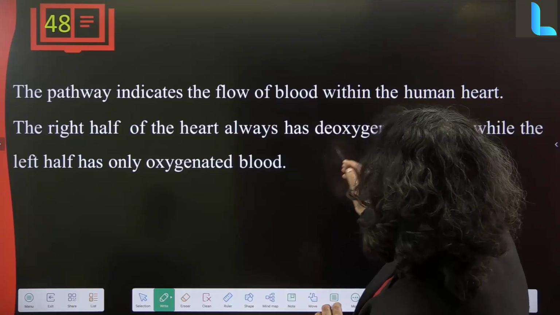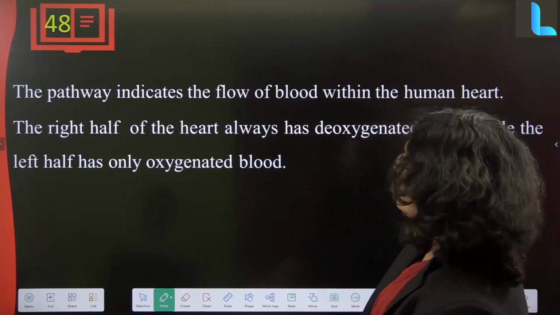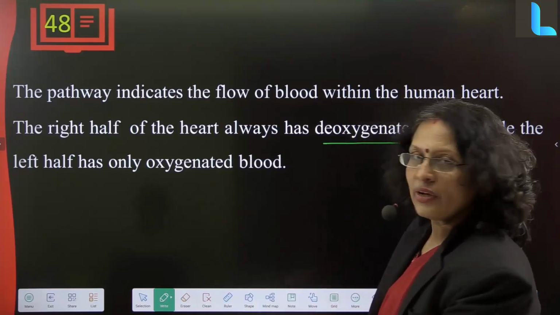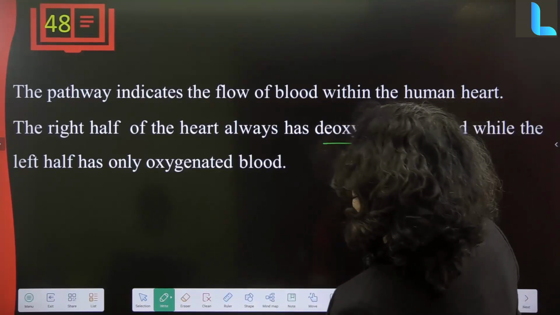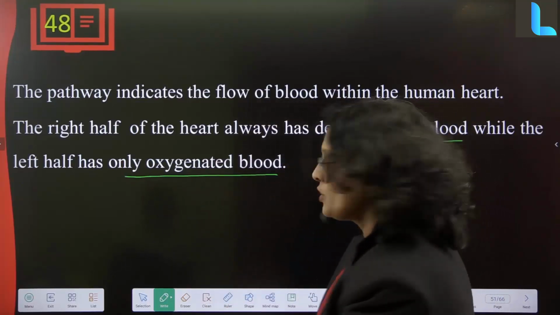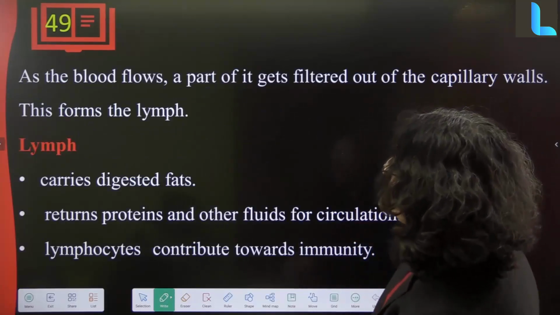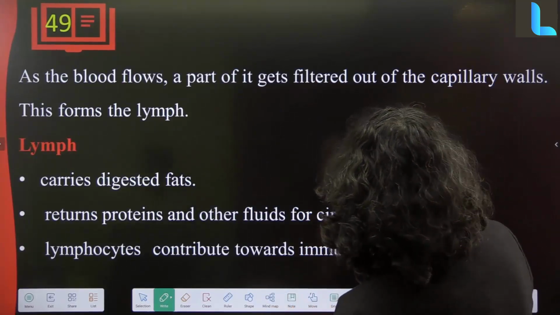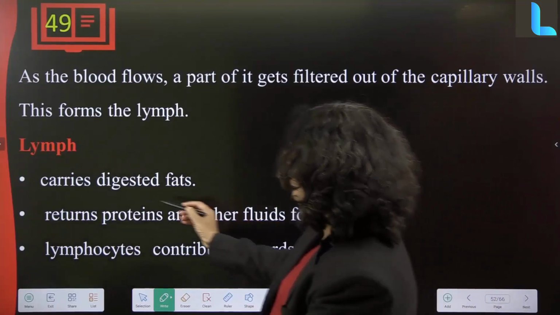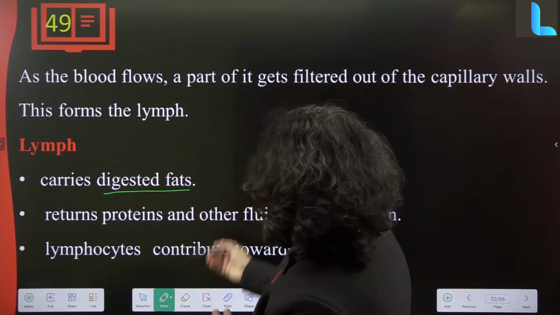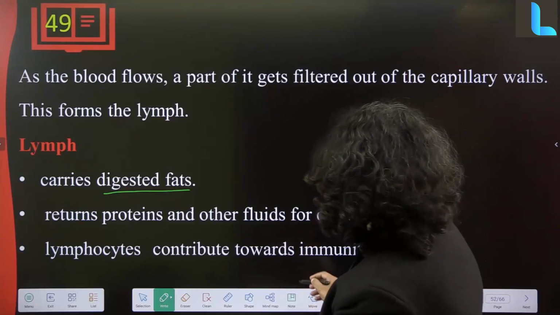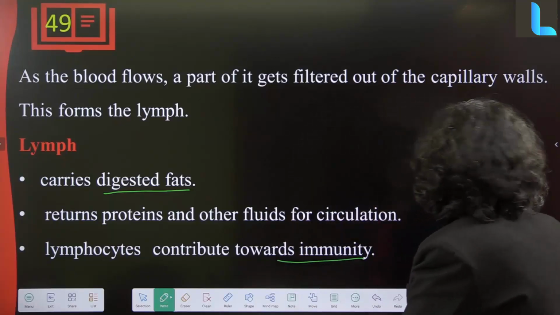So the pathway indicates the flow of blood within the human heart, and the right half of the heart always has deoxygenated blood. We have studied the circulatory system also, while the left half has only oxygenated blood. Okay. Then we are discussing that as the blood flows, a part of it gets filtered out through the capillary walls, and this forms the lymph. What is the role of lymph? It carries digested fat, returns protein and other fluids for circulation. Lymphocytes contribute towards immunity. Okay.